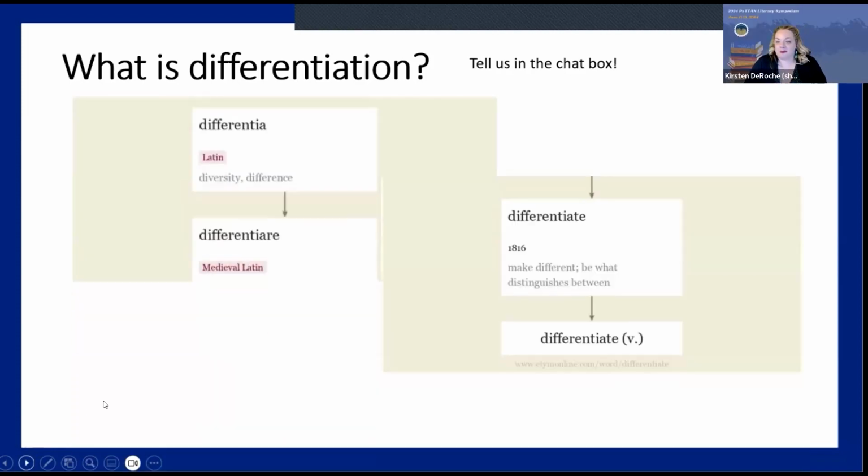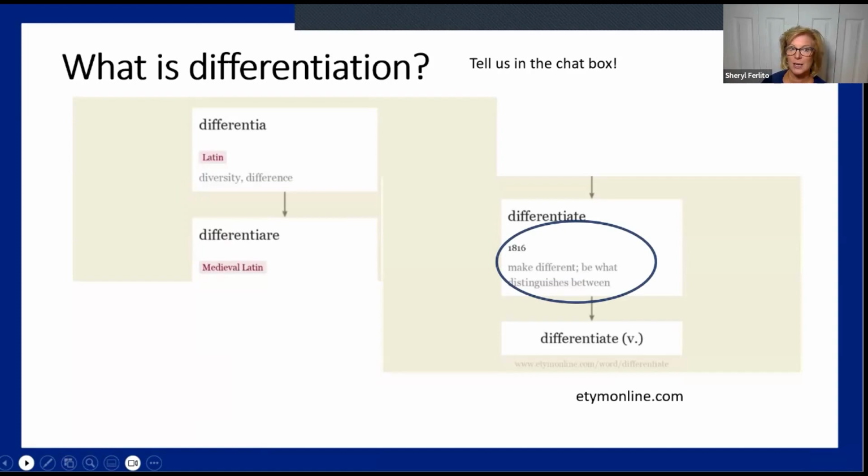Success. While we do that, what does etymology.com, what does the etymology dictionary say? What is differentiation? Where did it come from? Well, from medieval Latin times, a long time ago, 1800s, it's to make different. It's to be what distinguishes between. So diversity, differences, to make different. So many of you are already hitting that idea in the chat.